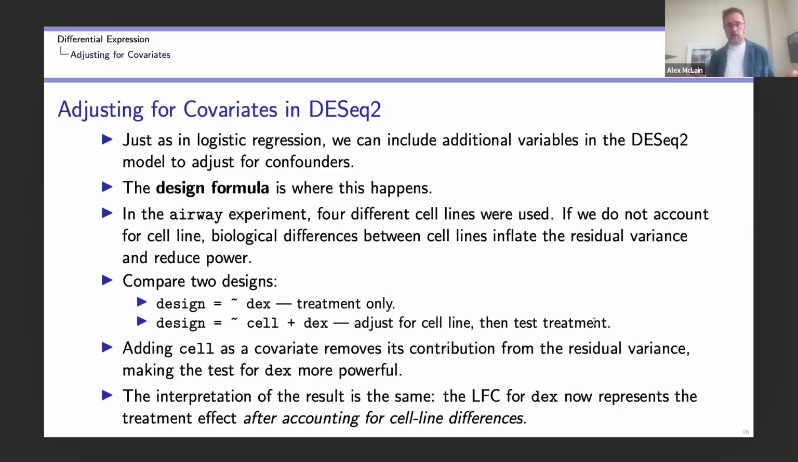Although the first time we ran this, we had a whole bunch of significant results, over 2,000 significant results. So not sure if that's really an issue for this particular analysis. It could be an issue for a different analysis, for example, the one we'll look at in the lab section. The interpretation of the results is the same. The LFC for DEX now represents the treatment effect after accounting for the cell differences. Similar to what we have in logistic regression and linear regression, those interpretations are after adjusting for, in this case, cell.